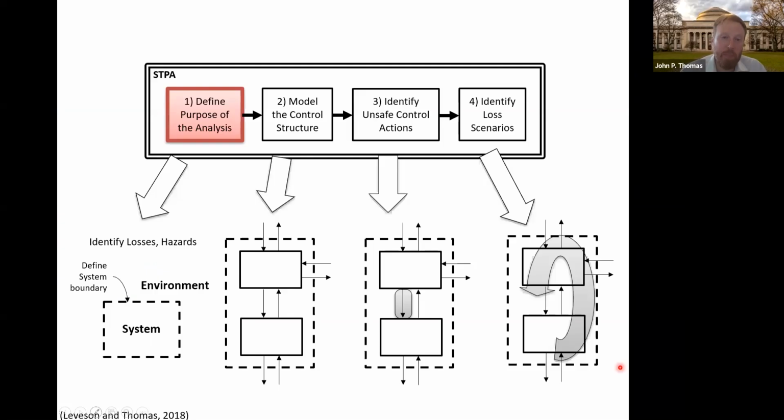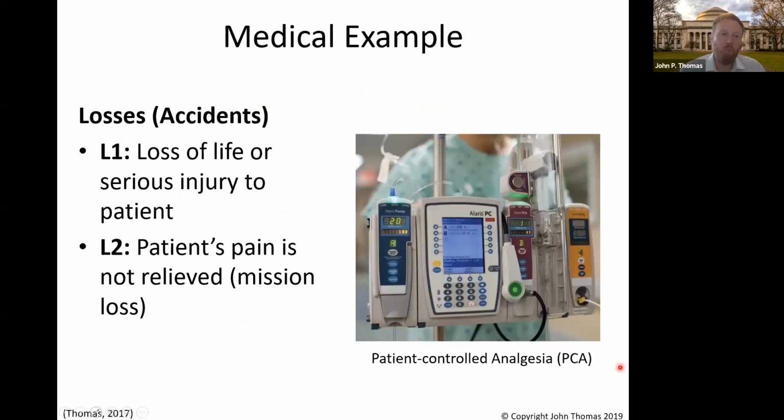So when we do step one, there's a little bit more than what I've told you about so far. We look at losses, that's true. Here's an example for a patient-controlled analgesia. So one loss here, by the way, this is if you're in a hospital, you're in pain, you don't have to wait for the nurse anymore. You can just hit this green button and it'll automatically dispense some pain medication.